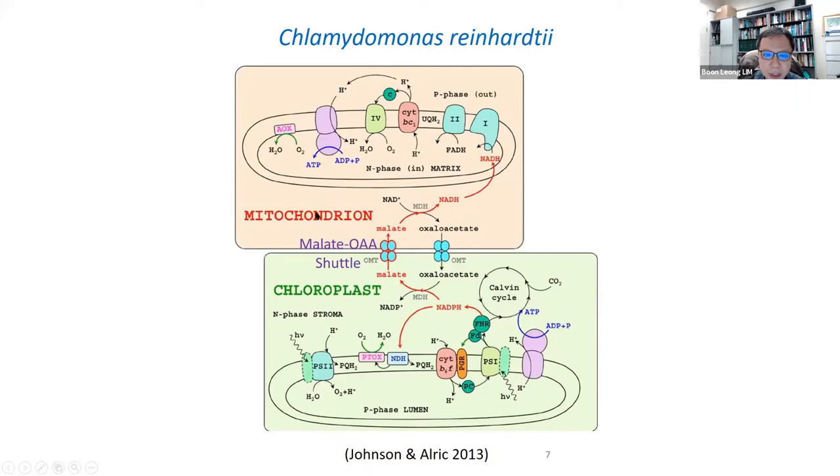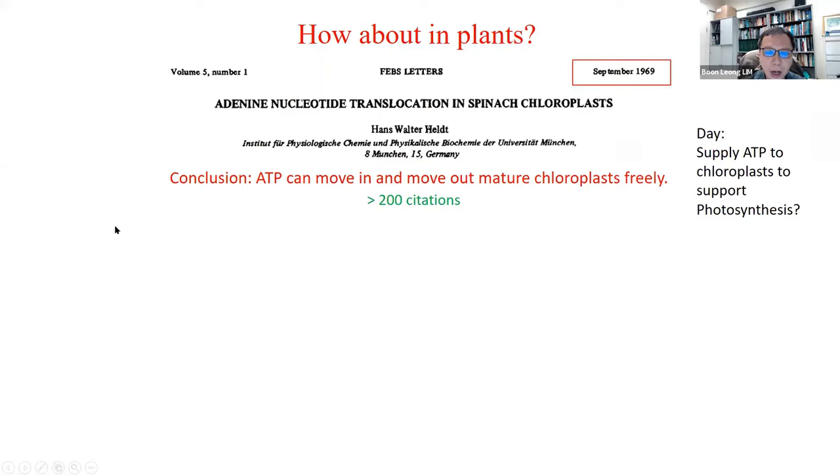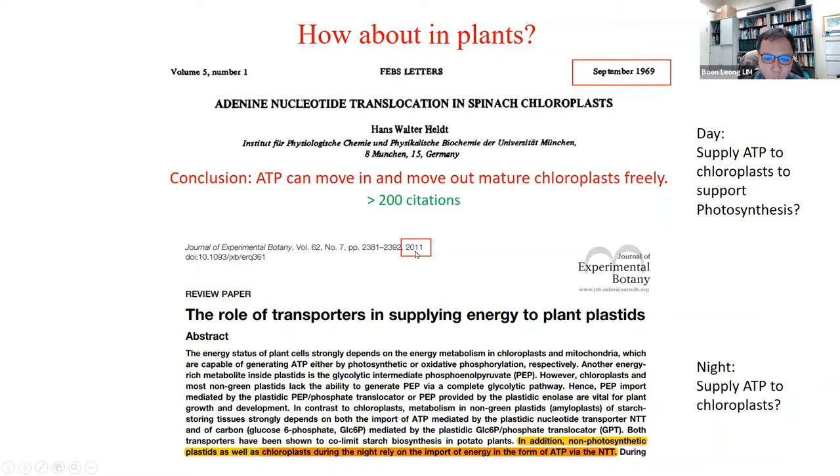So how about in plants? About 50 years ago, in 1969, Professor Heldt published a paper, adenine nucleotide translocation in spinach chloroplasts. His conclusion is that ATP can move in and out of mature chloroplasts freely. This paper has been cited more than 200 times, and in the daytime, it is suggested to supply ATP to the chloroplast. And at nighttime, a review paper published in 2011 said chloroplasts during the night rely on the input of energy in the form of ATP via the NTT. The NTT is the ATP transporter on the chloroplast membrane. So at night, it was suggested that this could supply ATP from the cytosol to the chloroplast to meet the energy demand in the dark.